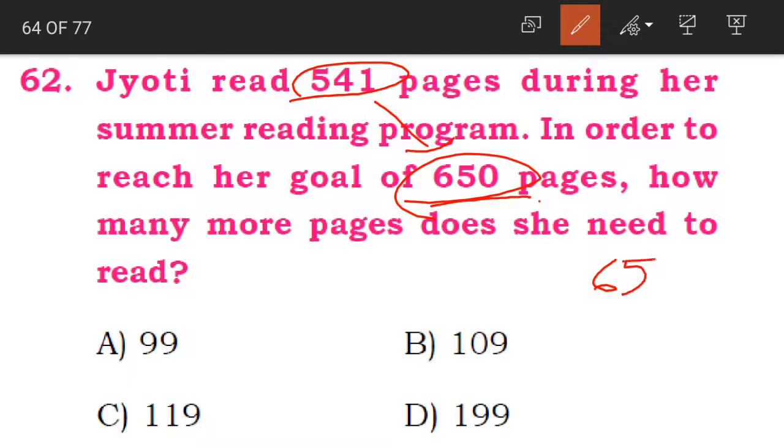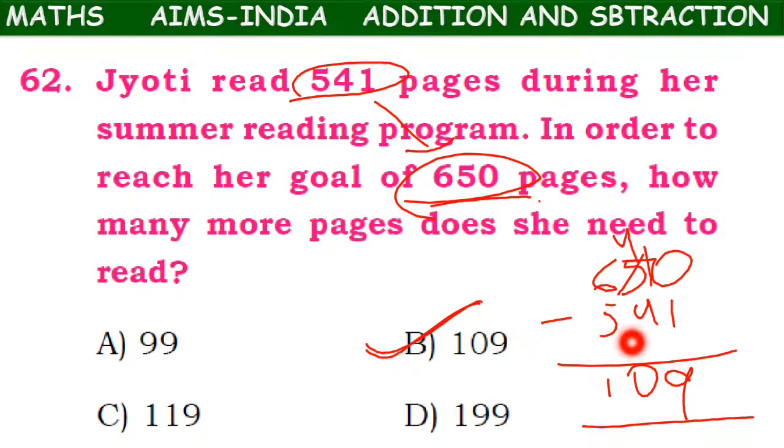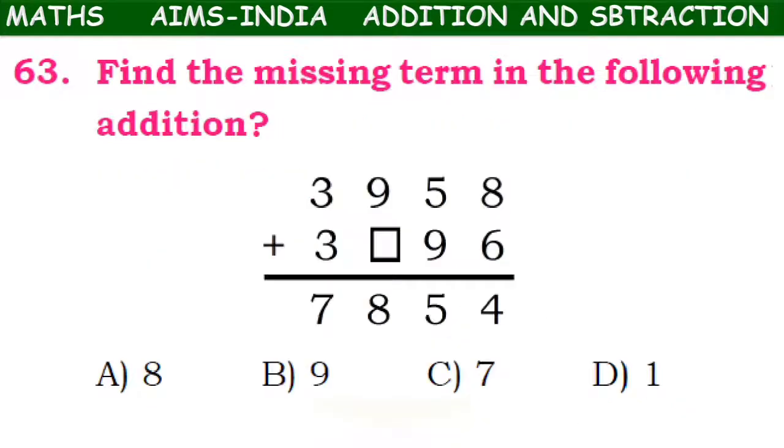How to find out, children? Yes, we need to subtract. Now 0 minus 1 is not possible, so we are borrowing. 10 minus 1 is 9, 4 minus 4 is 0, 6 minus 5 is 1. What is our answer? Option B, 109. Clear, children? So Jyoti needs to read 109 more pages in order to complete her goal of 650 pages.